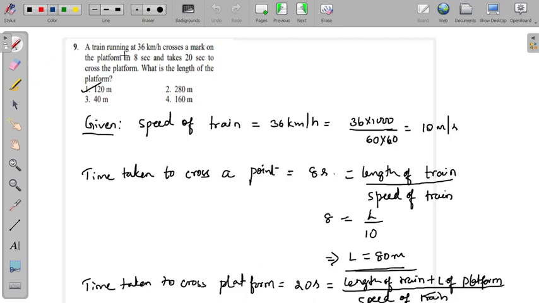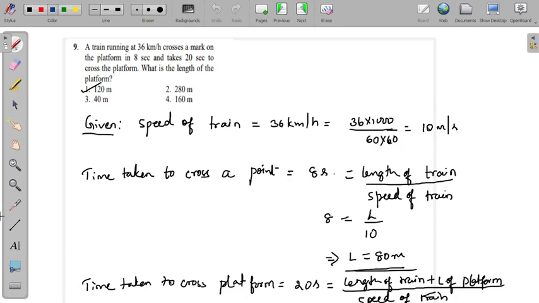Now, ninth question. A train moving at 36 km per hour crosses a mark on the platform in 8 seconds and takes 20 seconds to cross the platform. What is the length of the platform? We have to find the length of the platform. First, the speed of the train is equal to 36 km per hour. We will convert it into meter per second. So, 36 into 1000 divided by 3600 gives you 10 meter per second.